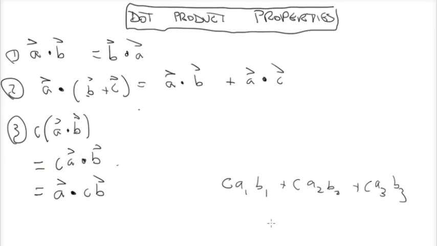So those are the two dot product properties. And now we're going to be talking about vector projections, which is the last really important reason that we're going to be using the dot product later on in this course.